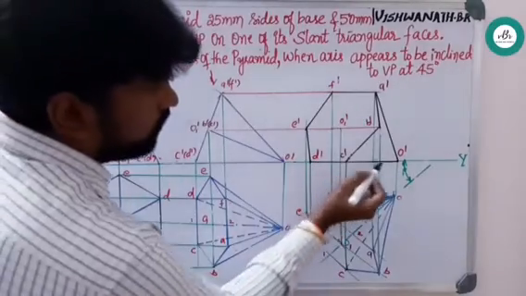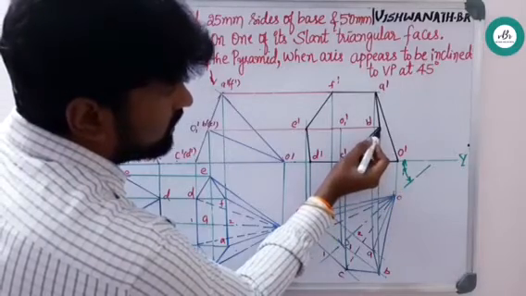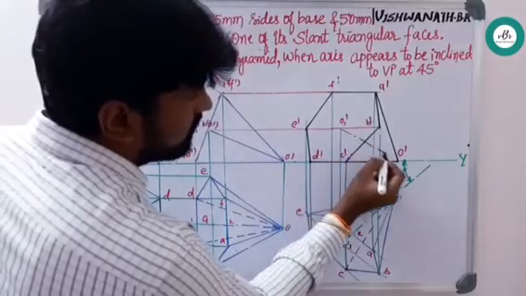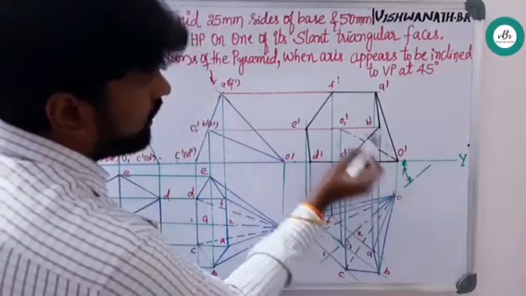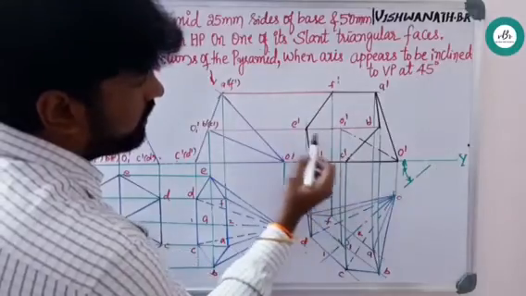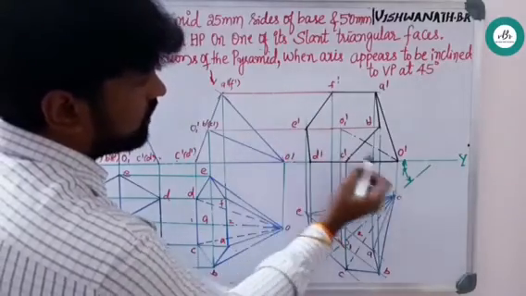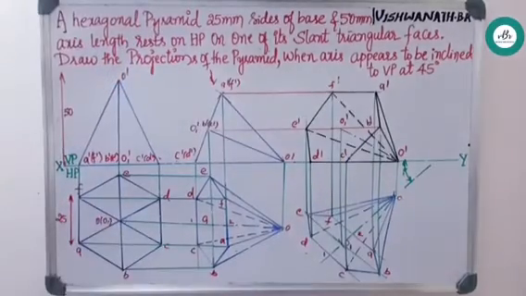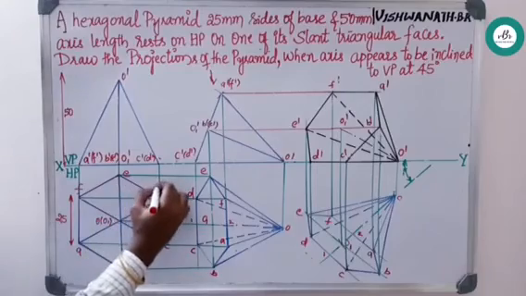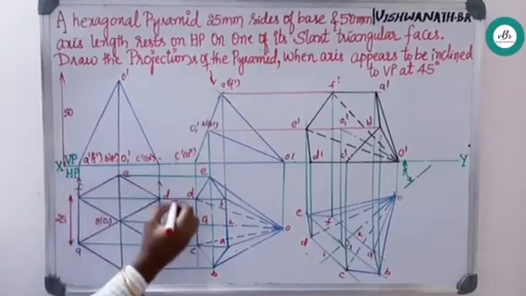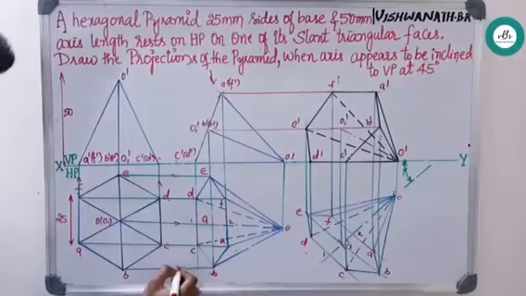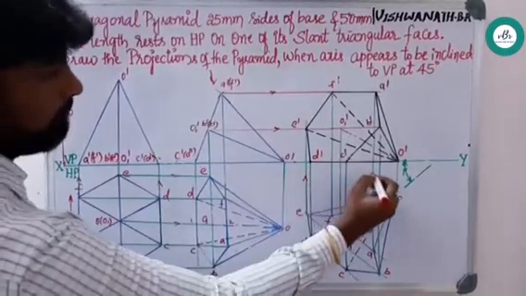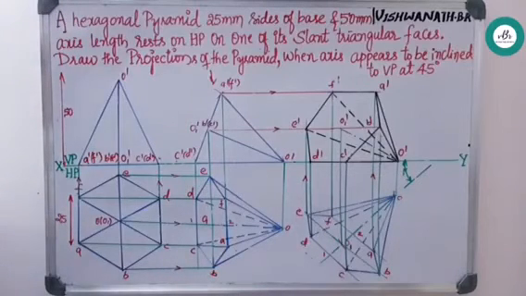Next, from the front view, o dash to b dash is clearly visible. Join this with a continuous line and this axis line is visible. Next, o dash to f dash is a dotted line and e dash to o dash is a dotted line because this base part is clearly visible. After completing, you can just show this direction of projections. So this completes the problem.